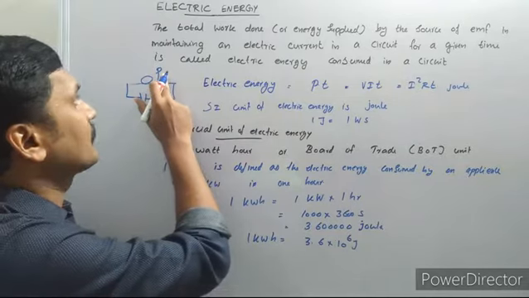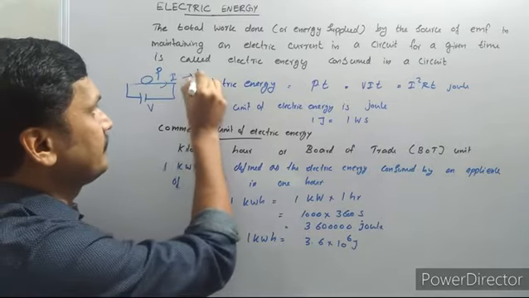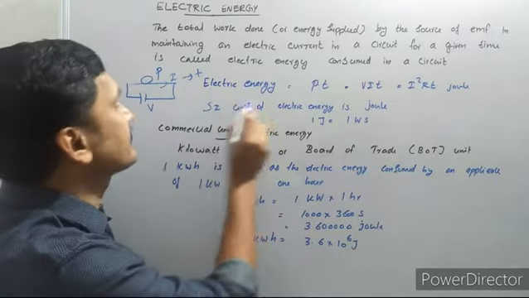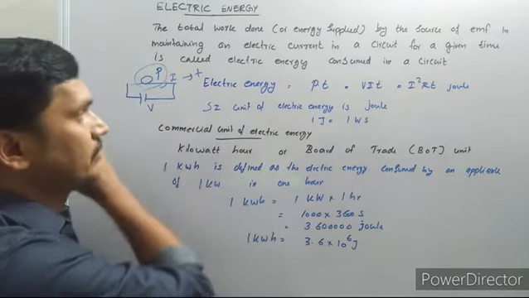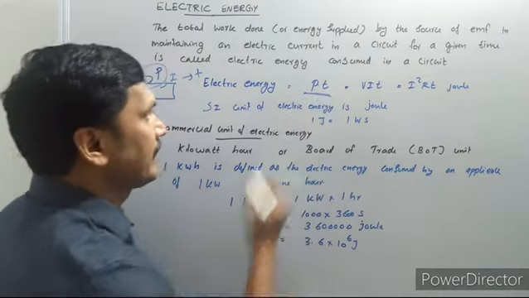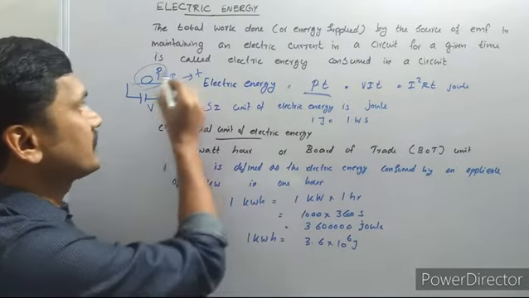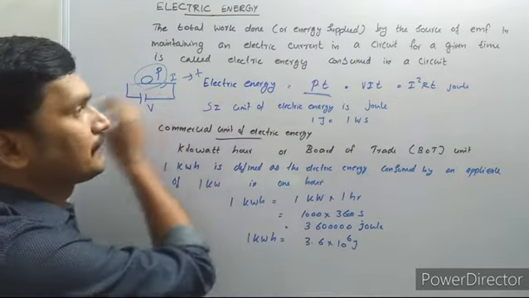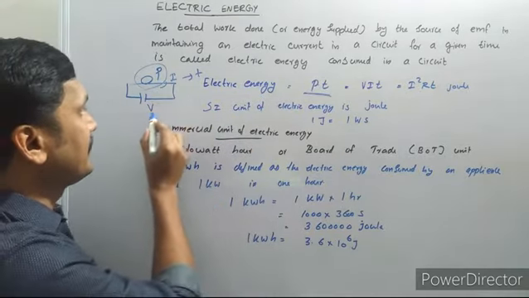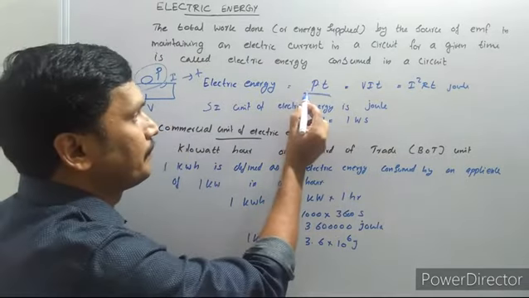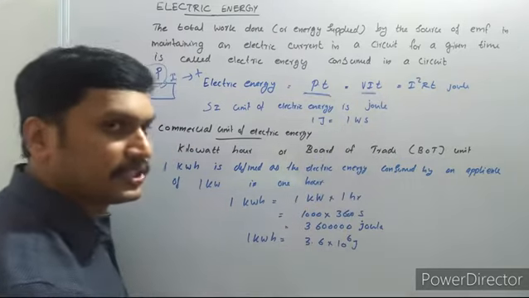So if P is the power of this device and current I is flowing through it for a time T, the electric energy consumed by this device can be written as power into time. Electric energy is equal to power into time, where T is the time for which this appliance is working and P is the power. We already know that power is equal to V into I.